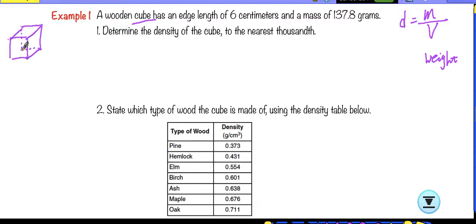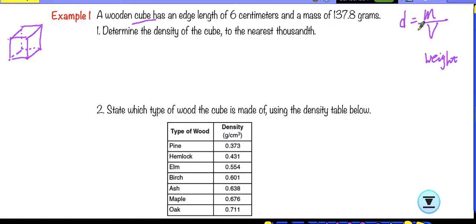It's like a rectangular prism, but the special case where all faces are squares. Determine the density of the cube to the nearest thousandth. That's the first question. The second question is to state the type of the wood using this table. So let's work on the first one, and later we can analyze this one.